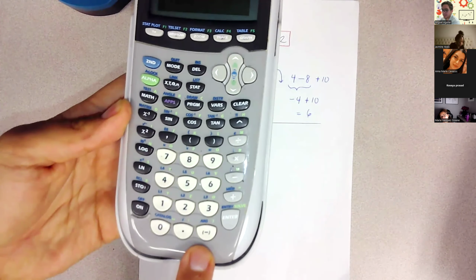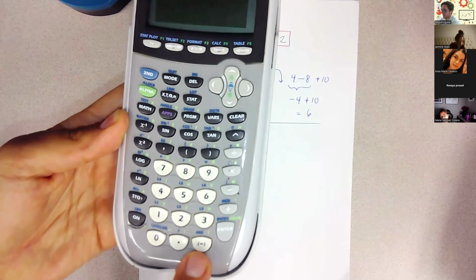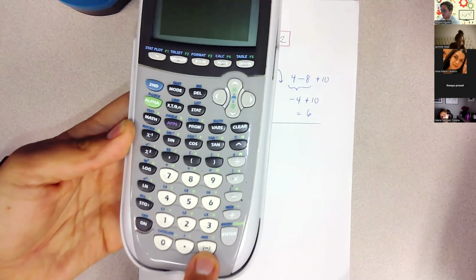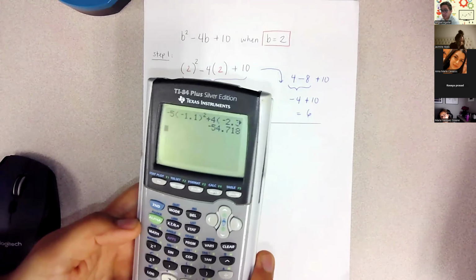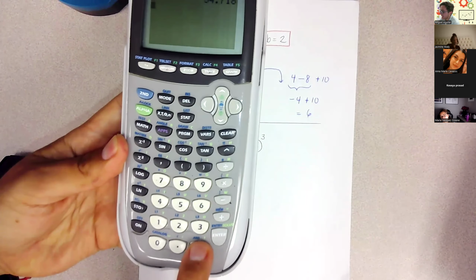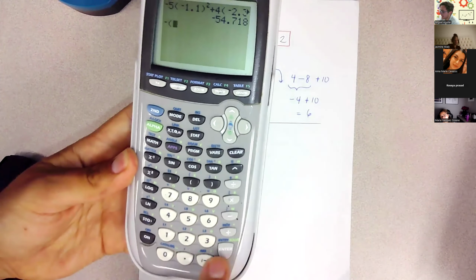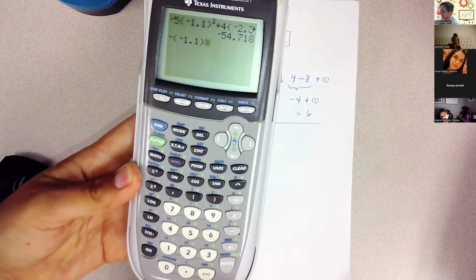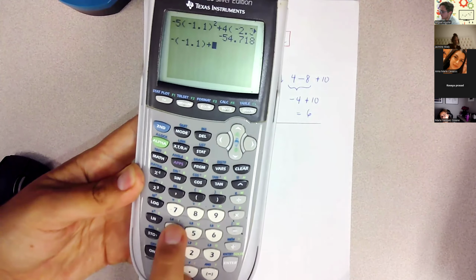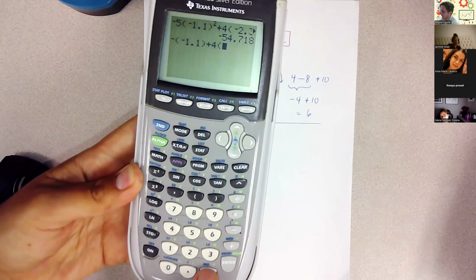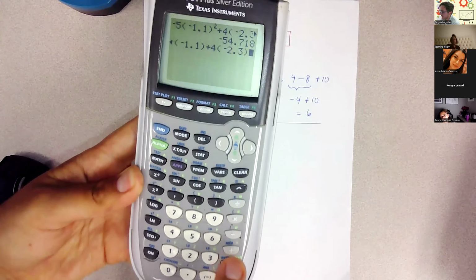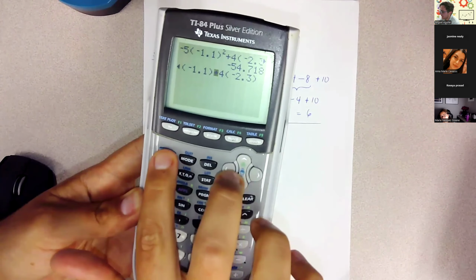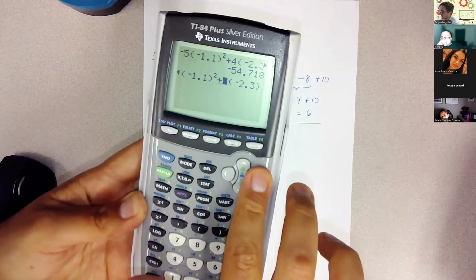This number down here, that looks like parentheses with a negative, that's a negative symbol. So if I just want to type out the problem, you don't want to confuse it. You want to put negative parentheses -1.1, right? Plus 4 parentheses -2.3. And I already forgot my exponent, so I'm going to back up and insert an exponent there.